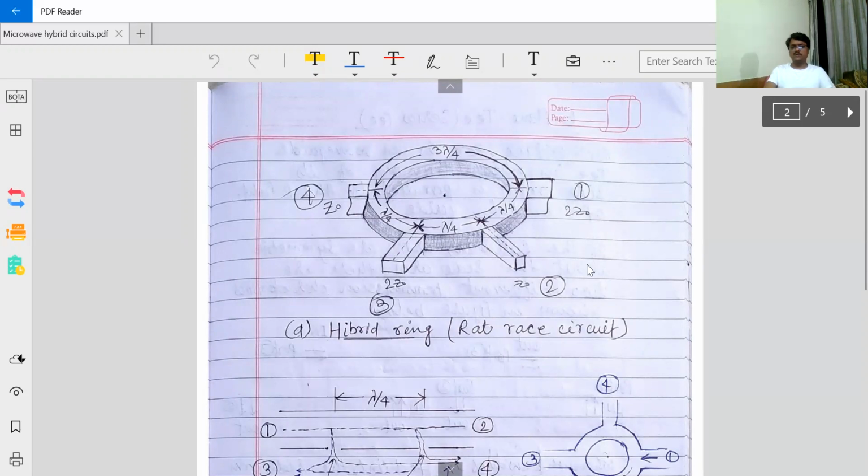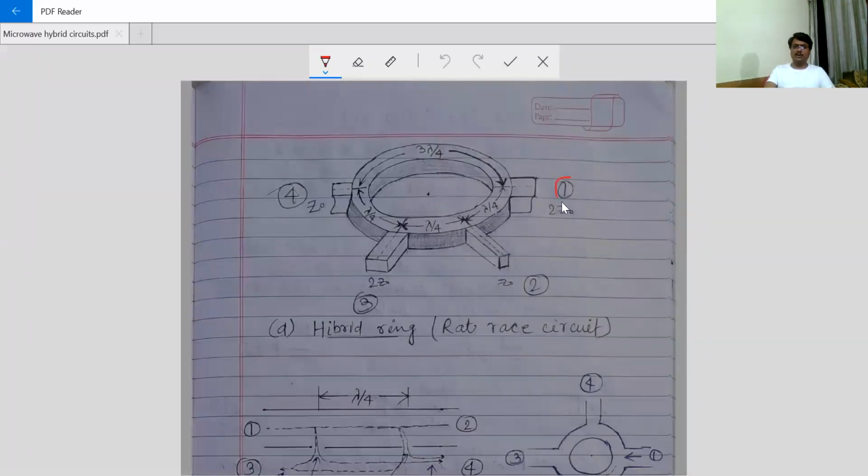So we'll go to the next page, and this is what. Have you seen this structure anywhere? There are four ports. Port one, port two, port three, and port four. And see, the separation between port 1 and 2 is lambda by 4, and the separation between port 2 and 3 is again lambda by 4, and the separation between port 3 and 4 is again lambda by 4. But see the beauty. The separation between port 1 and 4 is nothing but 3 lambda by 4. Okay, this is the construction of hybrid ring.